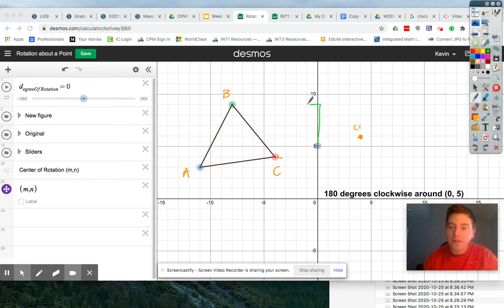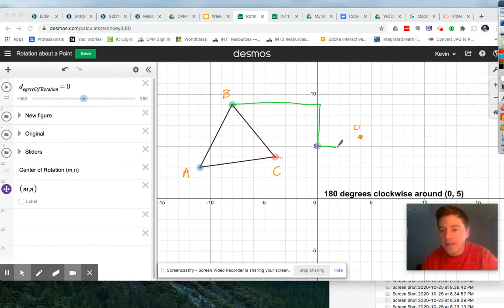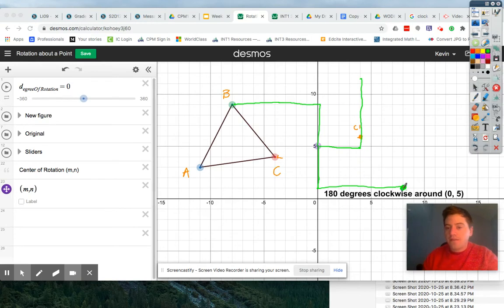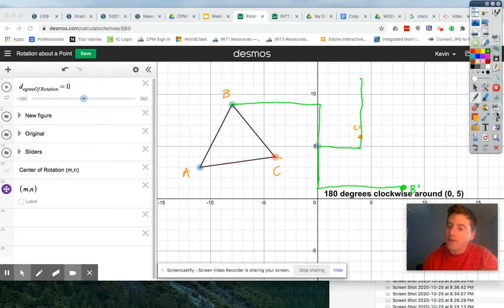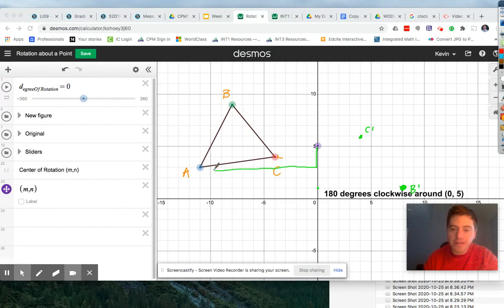So I'm going to make horizontal and vertical to B. Turn it 180. Again, it doesn't matter which direction since it's 180. And after that 180-degree turn, I am at my new B prime, and I'm going to ditch my guiding. And we'll do the same thing with A. A was 11 away, so it's going to be 11 over here. There's my new A prime.